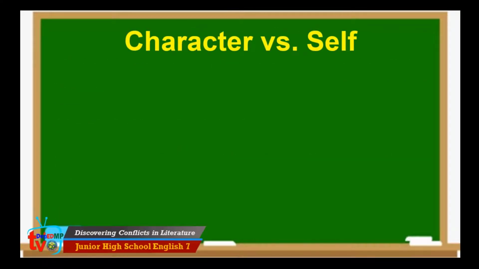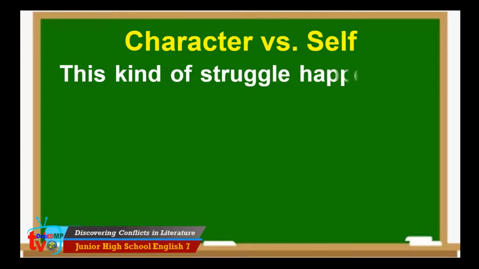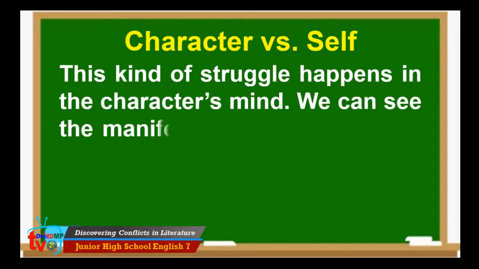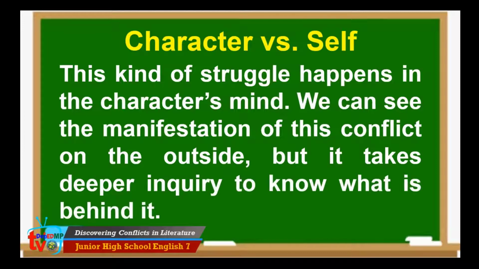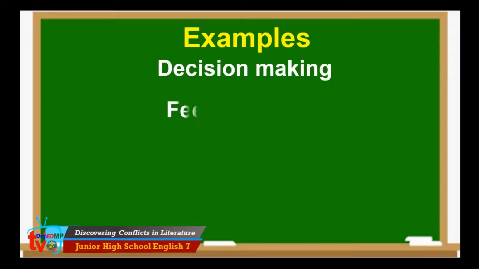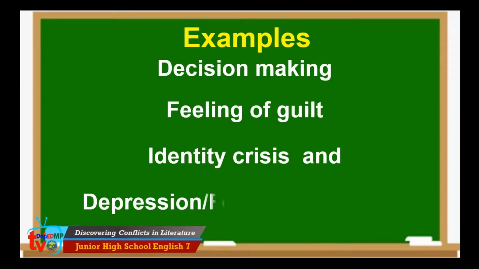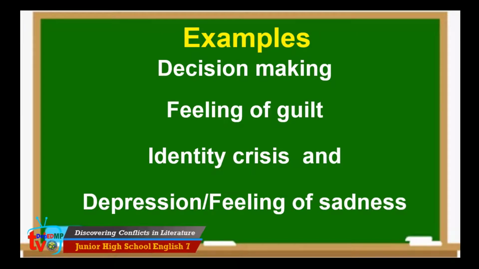Character versus self. This kind of struggle happens in the character's mind. We can see the manifestation of this conflict on the outside, but it takes deeper inquiry to know what is behind it. Examples: decision-making, feeling of guilt, identity crisis, and depression or feeling of sadness.